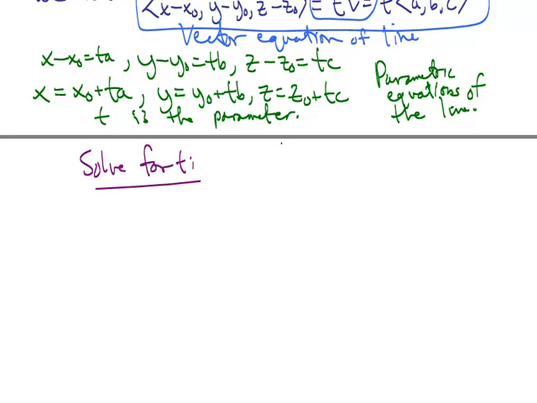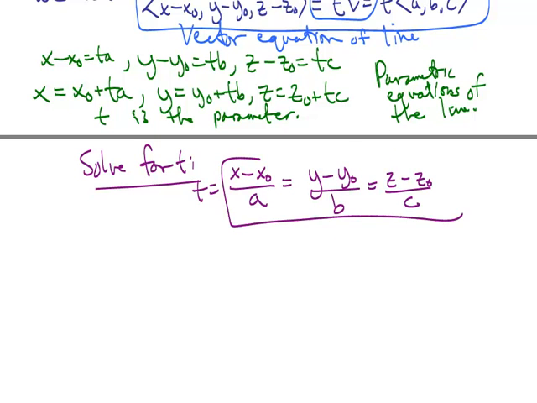in each of these I'm going to have, let's see, solve this one, x minus x naught over a. So all these would be equal to t, right? If I solve the second one for t, subtract y naught, divide by b, so that's also equal to t, y minus y naught over b. And the third one, subtract z naught, divide by c, that would be equal to t. Okay, these are what are known as the symmetric equations.